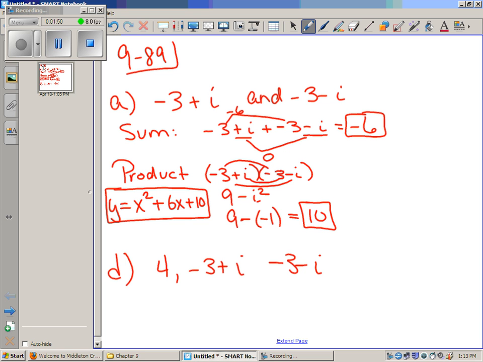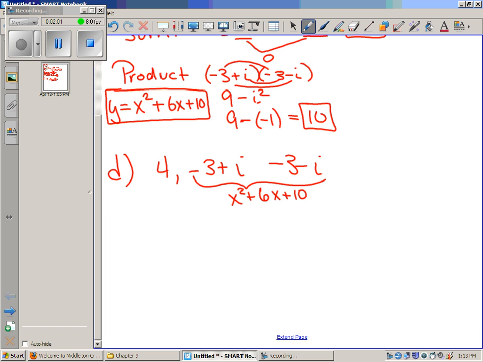Okay, so D is similar. I already know that the equation for these two, because I just found it, would be that. But now they're sticking another factor in there. And that factor would be x minus 4 because the root is 4.